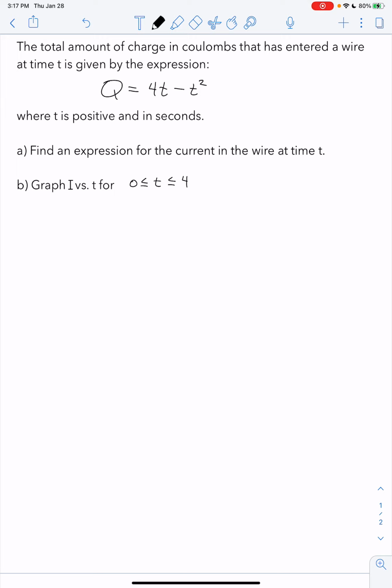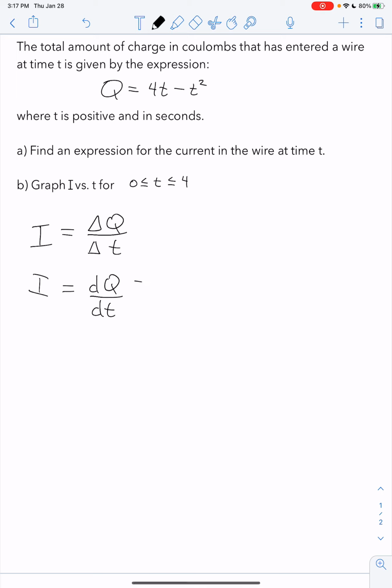So the first thing that it asks for is to find an expression, that is an equation, for the current in the wire at some time t. So what we have is an expression for the total charge. What we want is the current. And so our current, I, is equal to the change in the charge in the change in time. It's a rate of change. That is to say that it's dq/dt.